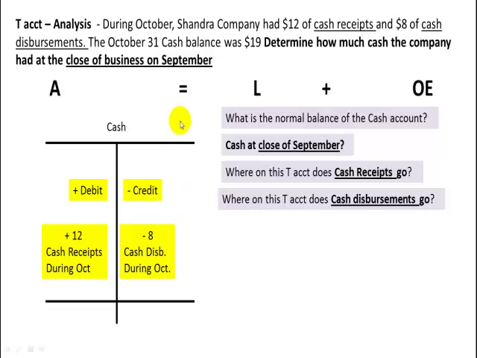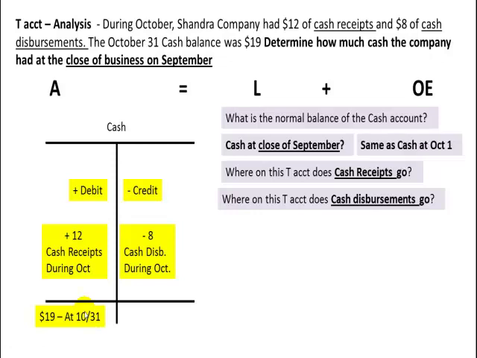It says that the cash account's October 31st balance was $19, and you have to assume that it has a normal balance, and the normal balance of any asset account will be a debit because that's the way you increase the account. Let me repeat that. The way you increase any account is its normal balance. So if you increase cash with a debit, its normal balance will be a debit. So $19 is what we're looking for.